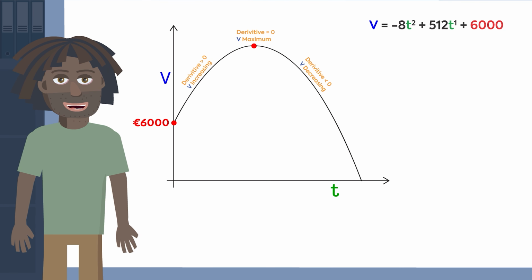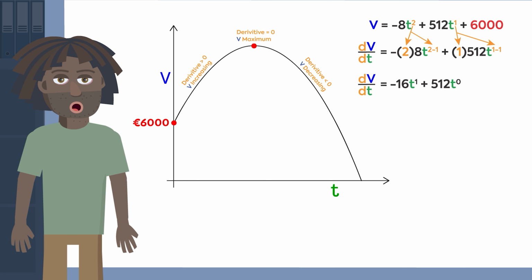To do differentiation on a simple quadratic function, we simply bring down the power of each input term, in this case any term with a t in it, and multiply the number in front of the t by the power. We then reduce the power of that t term by 1. Finally, we drop the number on its own, that is, the term without the t, in this case 6,000. The derivative is called dv dt, as it is the derivative of v with respect to t.